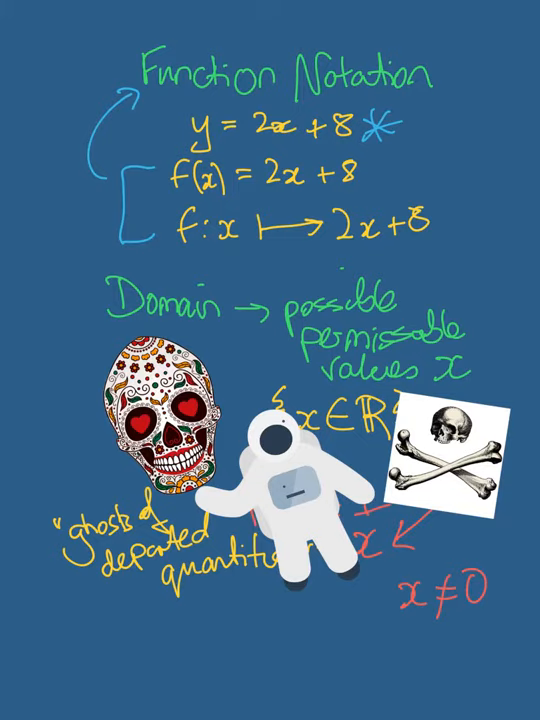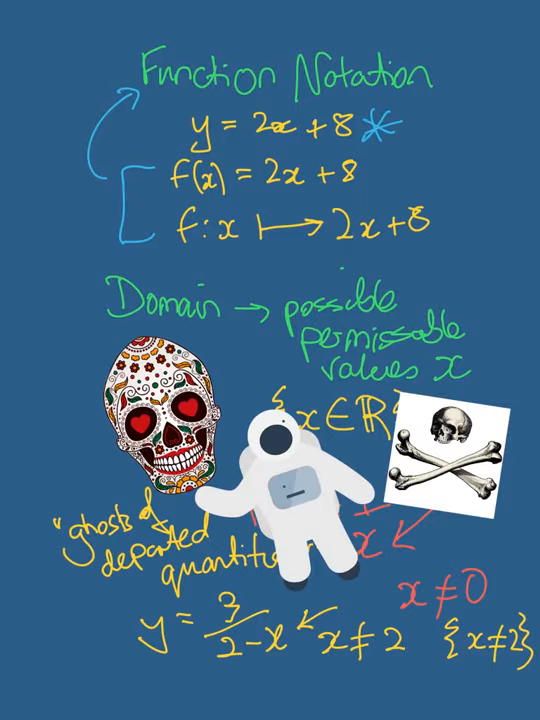So for example, if you have an equation where y is equal to 3 over 2 minus x, well then you know that x cannot equal 2. So your domain is going to be x not equal to 2. It can be anything else. So just remember that. Now range is all the y values.